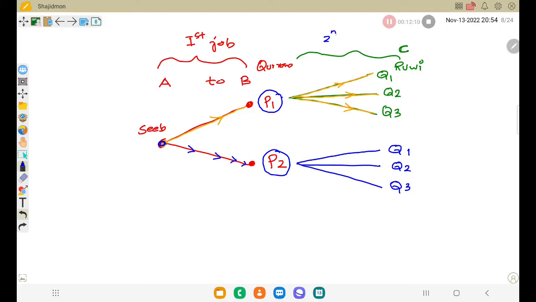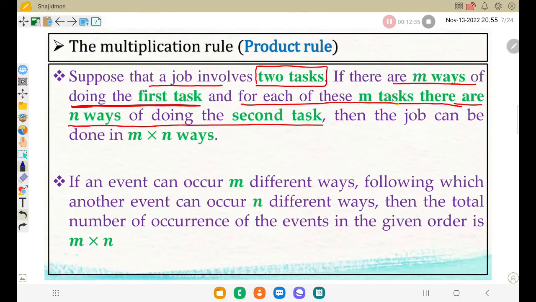This is the second job, or second task. The first task is from A to B, that means Seeb to Kuram, and the second task is from Kuram to Ruvi. From Seeb to Kuram there are only two roads, and once you reach Kuram, you have three roads for reaching the place Ruvi. So this is what the rule is telling: for each of the m ways, there are n ways of doing the second task.